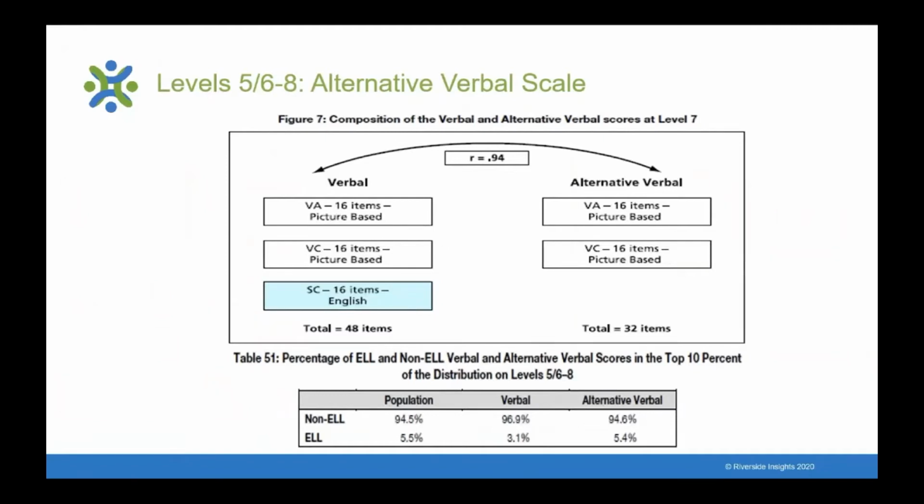And what we found was that if you look at the bottom there, we have some data on the proportion of students identified based on the verbal and the alt-verbal scores. You can see that English learners were 5.5% of our standardization population. When we used the full verbal battery, including sentence completion, 3.1% were identified as gifted. And then with alt-verbal, it's 5.4. So we basically achieved proportional representation using the alt-verbal.